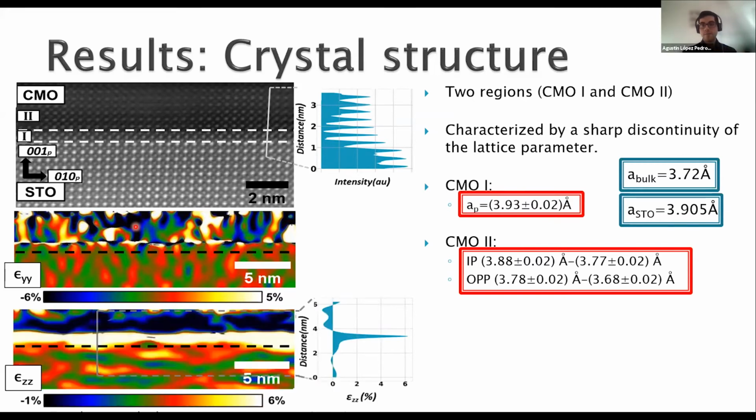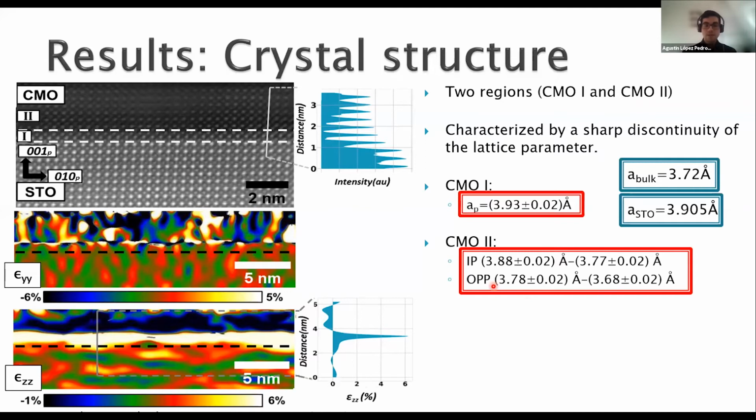And if we analyze what happened with the out-of-plane strain, we observe that just above the interface, we have a considerable increase in the strain, and then a sharp reduction and a progressive relaxation of the film, which is consistent with the estimation of the lattice parameter that I mentioned before.